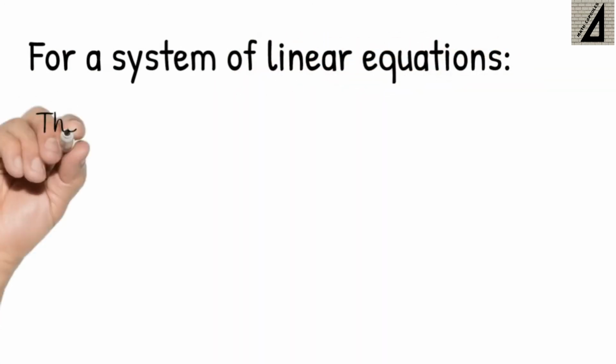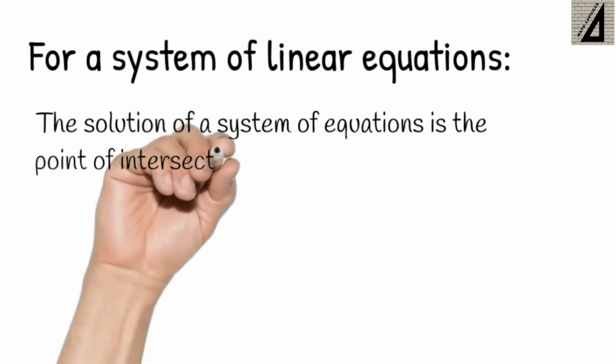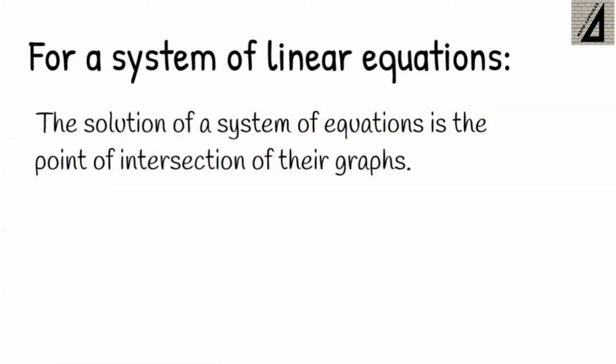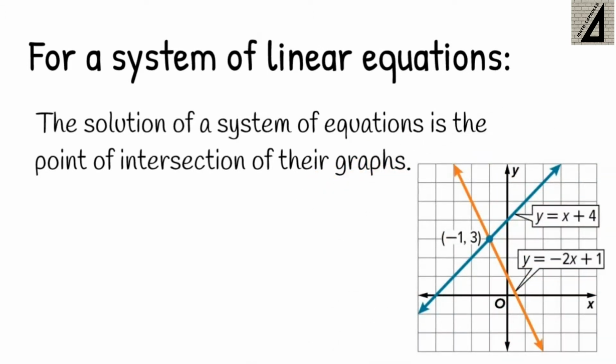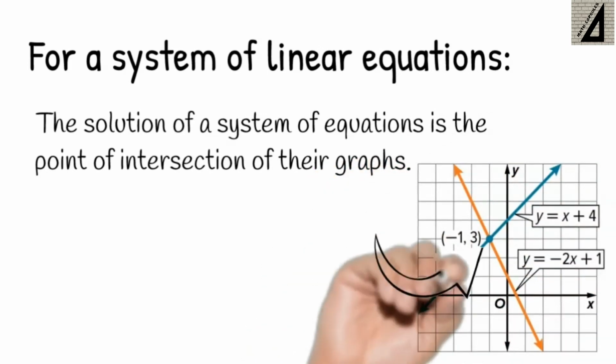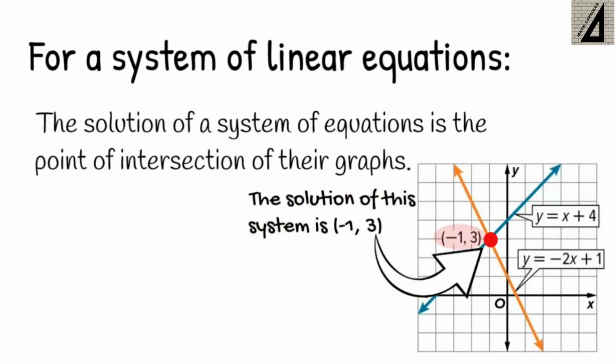For a system of linear equations, the solution of the system is the point of intersection of their graphs. As shown here in this graph, we have 2 lines and the point of intersection is at (-1, 3). So the solution of this system is the point (-1, 3). This means that if we substitute -1 for x and 3 for y, we are going to satisfy both equations.